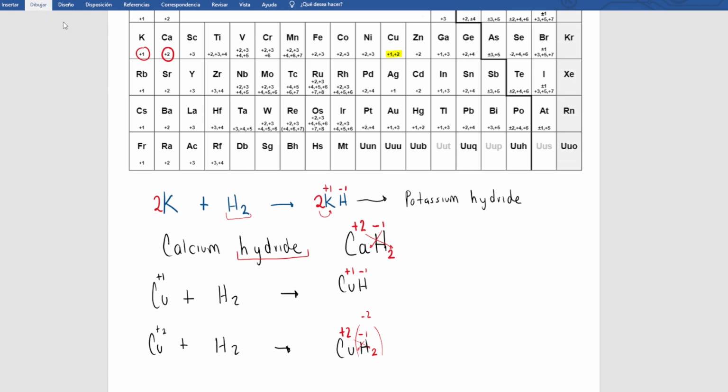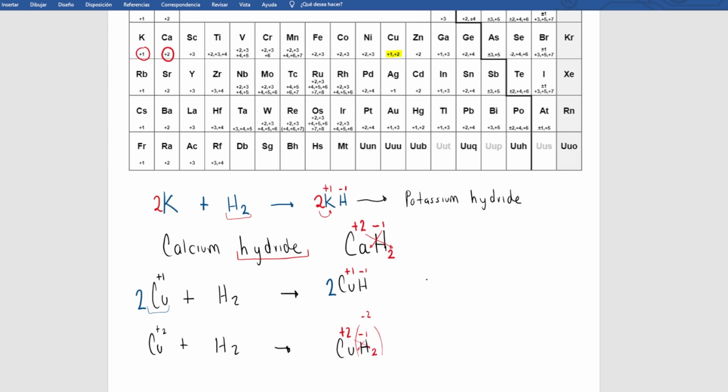Let's try to balance the masses. We have 1 copper here, we have 1 copper here, but here we have 2 hydrogens. We put the 2 here, so now the hydrogens are balanced, and we put the 2 here, so the copper is now balanced too. In this case, we'll have that this equation is balanced. We have 1 copper here, 1 copper, and 2 hydrogens on both sides.